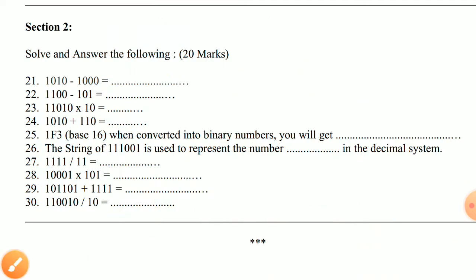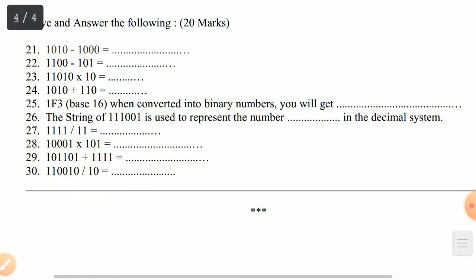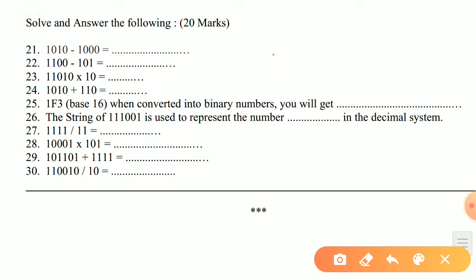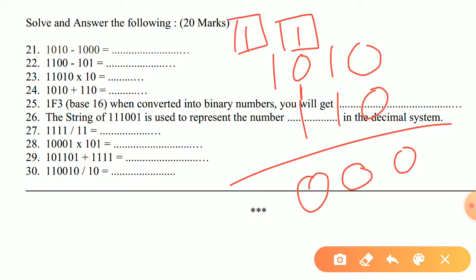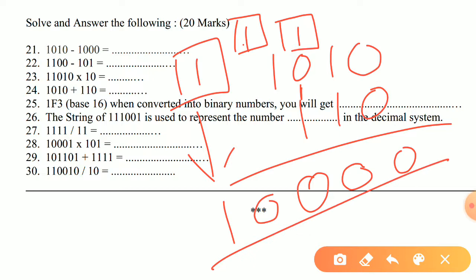Okay, now for the 24th one, let us see. We are having 1010, and we have to add 110 with it. So 0 plus 0 is 0. 1 plus 1 is 0 with a carry 1 on the left hand side. Now 1 plus 0 is 1, and 1 plus 1 is 0 with a carry on the left hand side. Again the same procedure, 1 plus 1 is 0, carry on the left hand side. Now 1 will be dragged downward. So you will be getting this one, 1 with 4 zeros.